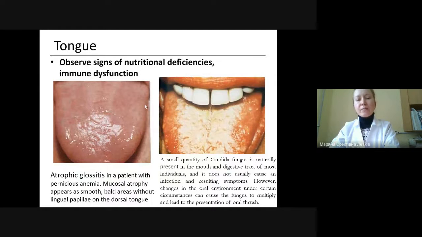Dentists can also observe signs of nutritional deficiencies and immune dysfunction. Atrophic glossitis in a patient with pernicious anemia: mucosal atrophy appears as smooth, bald areas without lingual papillae on the dorsal tongue. A small quantity of Candida fungus is naturally present in the mouth and digestive tract of most individuals, and it does not usually cause an infection and result in symptoms. However, changes in the oral environment under certain circumstances can cause the fungus to multiply and lead to the presentation of oral thrush.